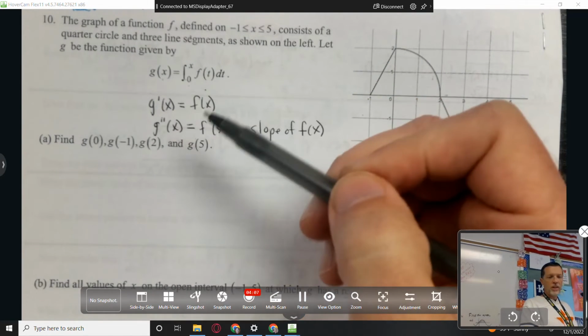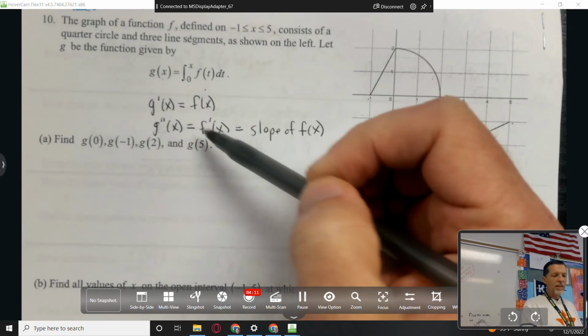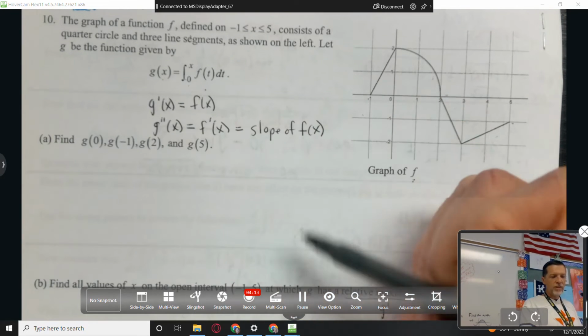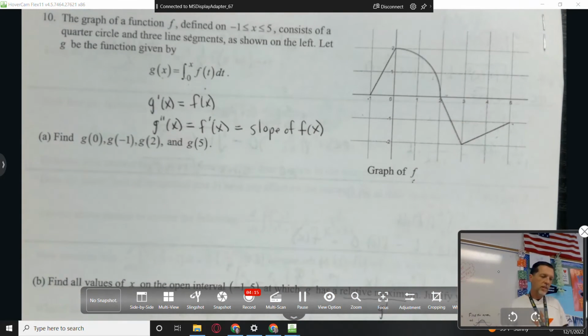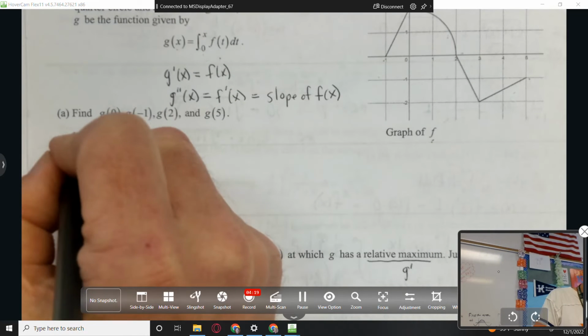Values of g, increasing, decreasing, max and min, that's first derivative stuff. Concavity and inflection points, that's second derivative stuff. So now let's start the problem. So g of 0.